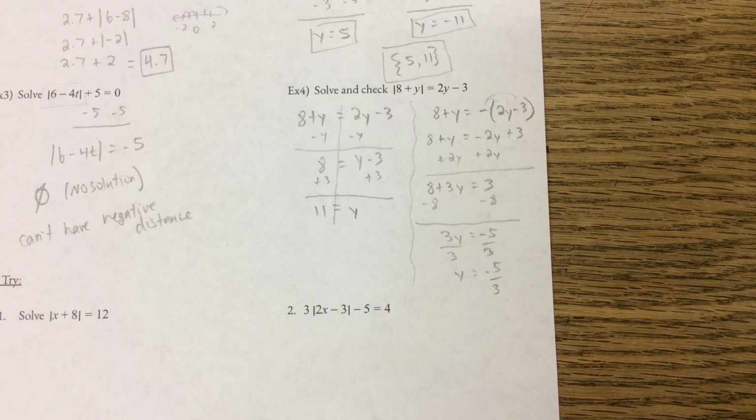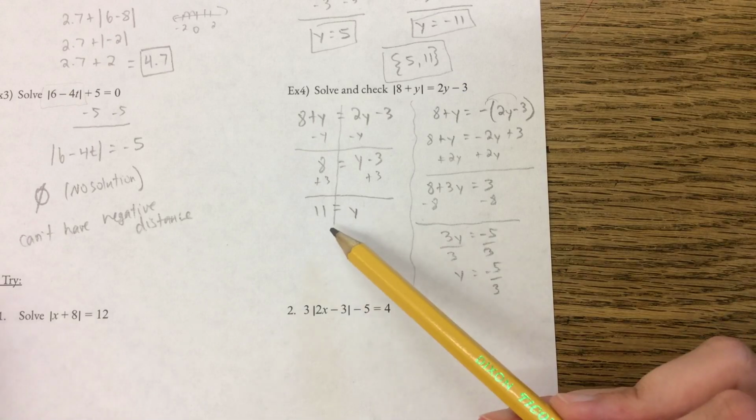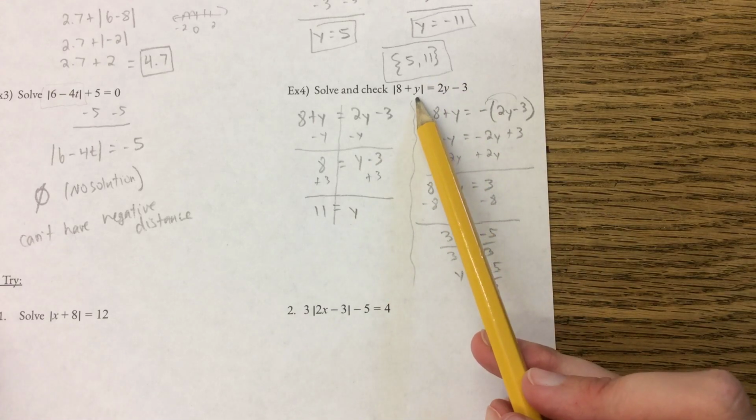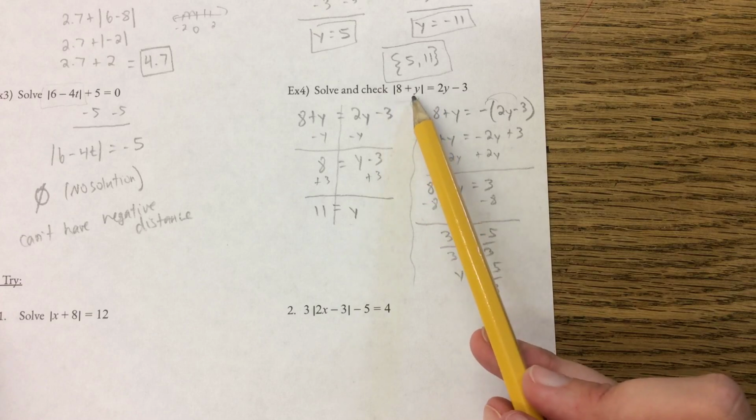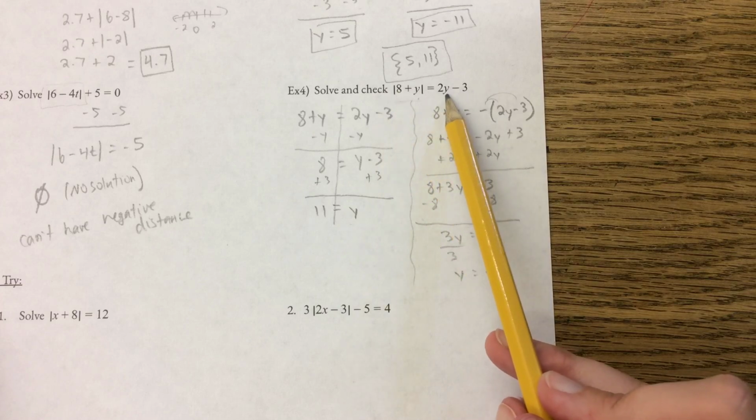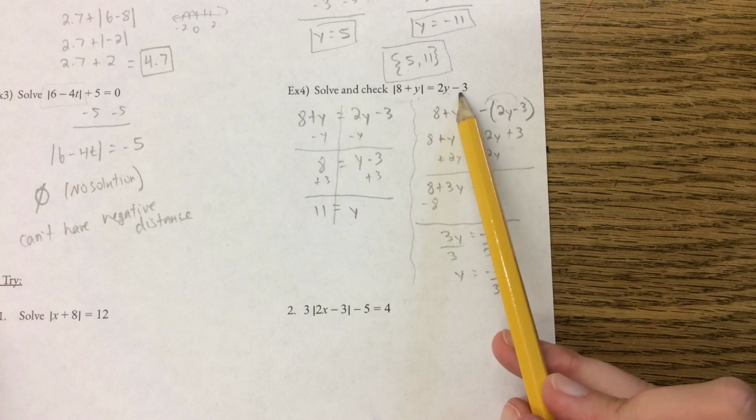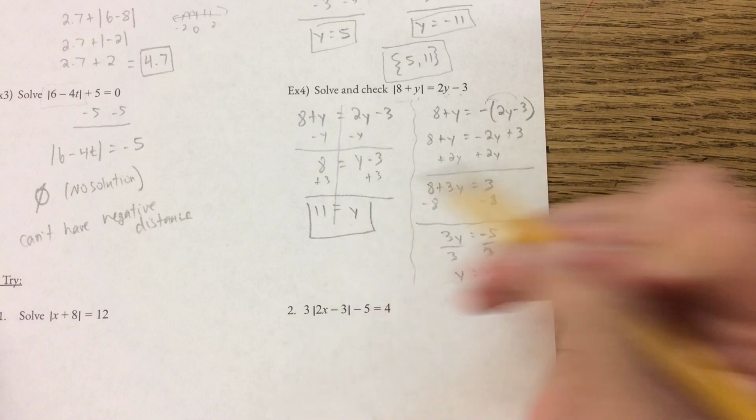So I have 2 answers, and I need to check these. Let's first check the 11. If I substitute an 11 back in here, 8 plus 11 is 19. Absolute value of 19 is 19. If I put an 11 here, 2 times 11 is 22. 22 minus 3 is 19. So this is a good solution.